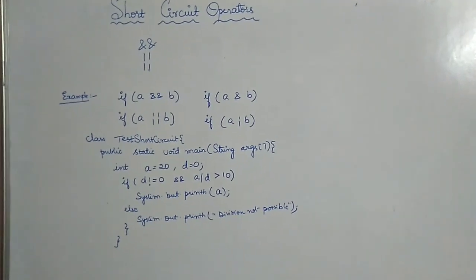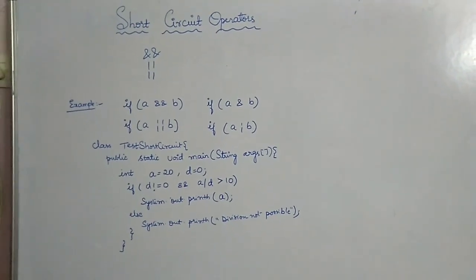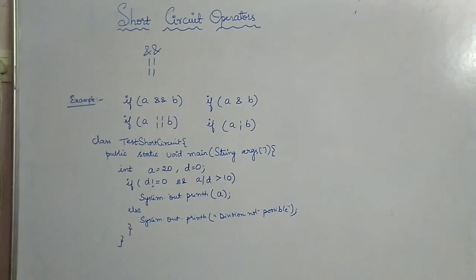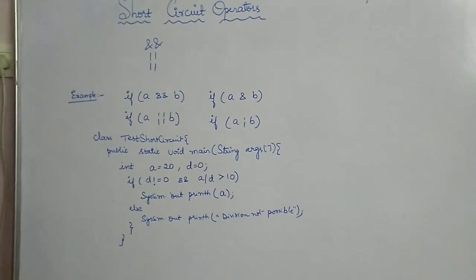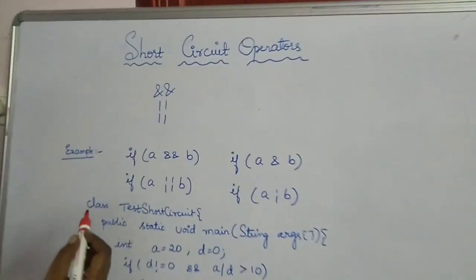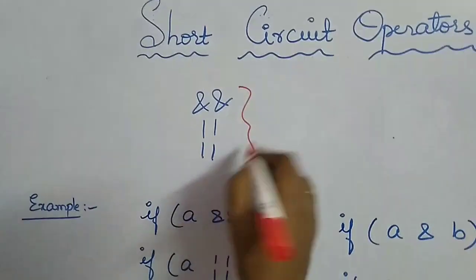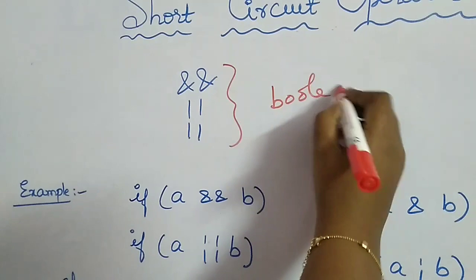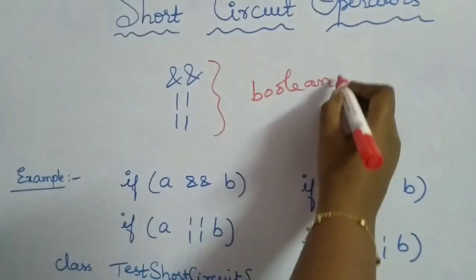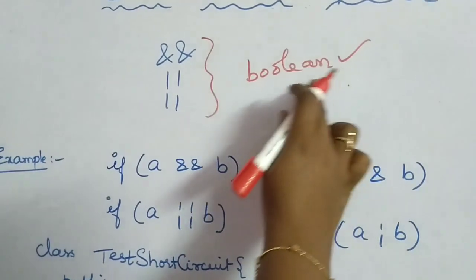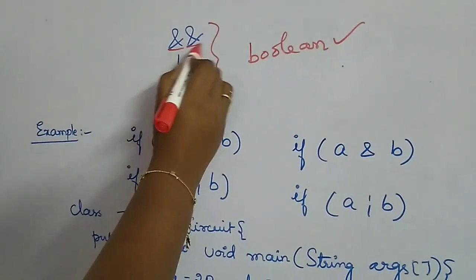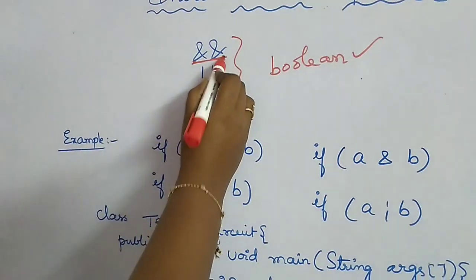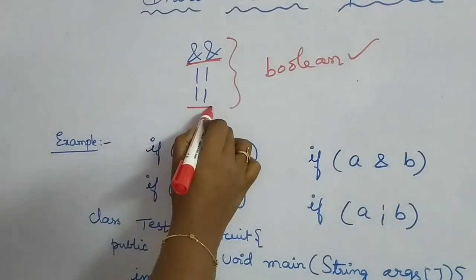Friends, welcome back. Today we'll see what short circuit operators are, and we'll see one very important application of short circuit operators. These two are called short circuit operators, which are Boolean short circuit operators. They can be applied only on Boolean types. They are logical operators. So two ANDs consecutively and two ORs consecutively.